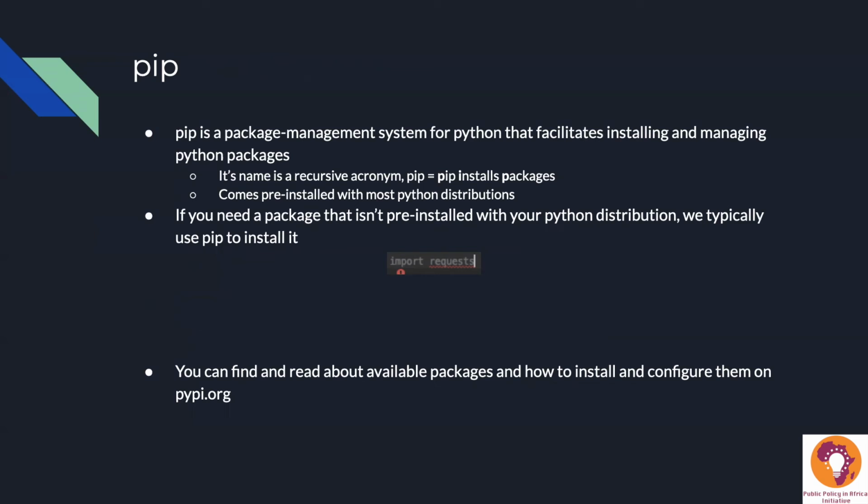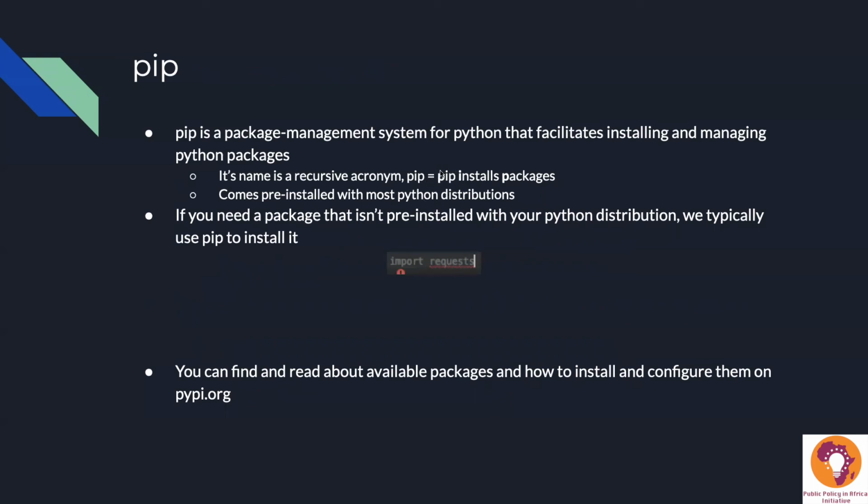We want to install packages, right? So in order to install those packages, say we're trying to install Pandas here. Let's just go with requests because that's one that I have in the example here. We're going to use pip. Pip is a package management system for Python that facilitates installing and managing Python packages. Its name is really a recursive acronym. Pip equals Pip installs packages.